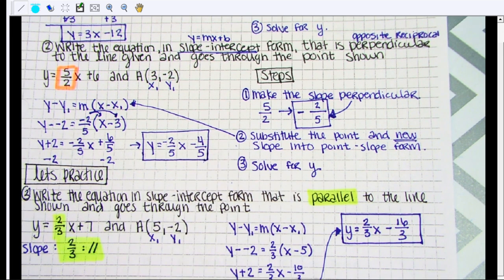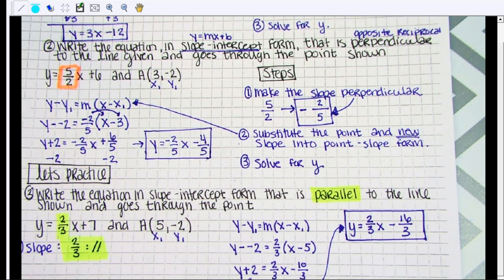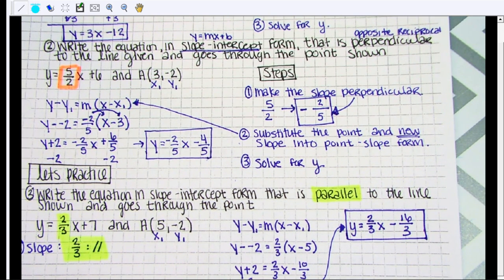Notice how this problem is literally the same as the top one. The only difference from this top one or this bottom one is we have to change the slope. That's it. You know how to use the formula. The math is the same. You know how to flip a fraction. You know how to solve for y. All it is is a different way to represent what you're learning.